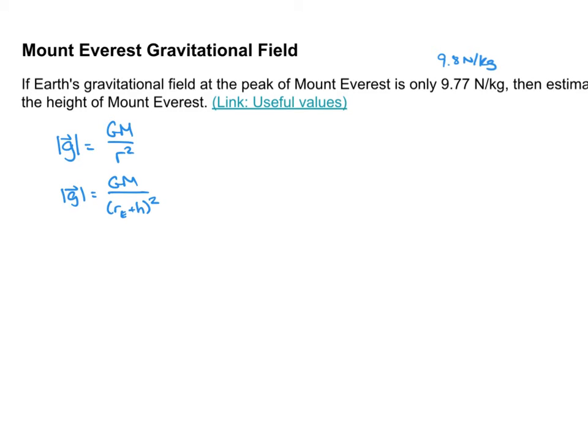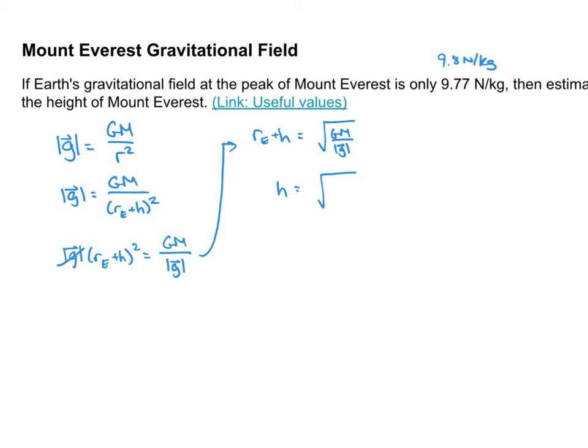So this is going to be rearranged for the h value. So first I'll multiply both sides by that denominator there. Then I'll divide both sides by the lowercase g. Then I will square root both sides. And then I will subtract the radius of the Earth on both sides.